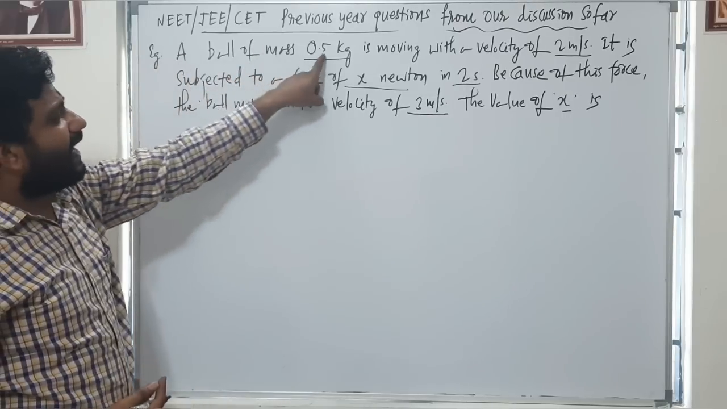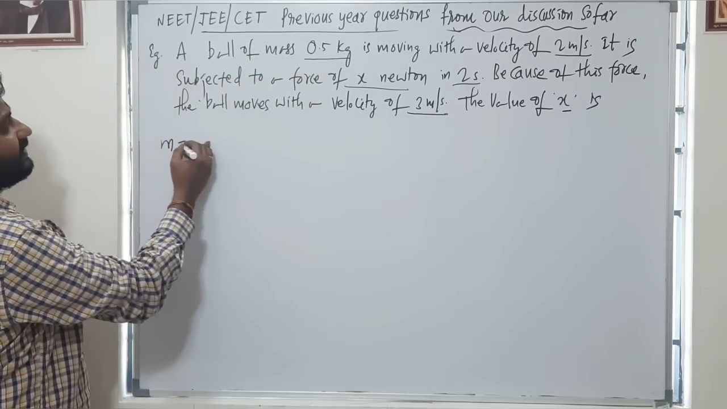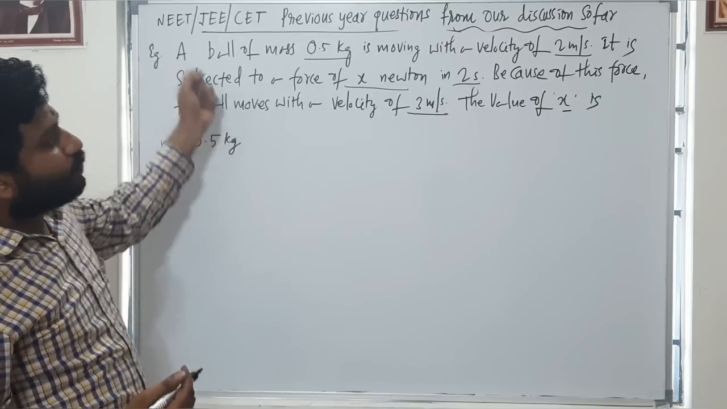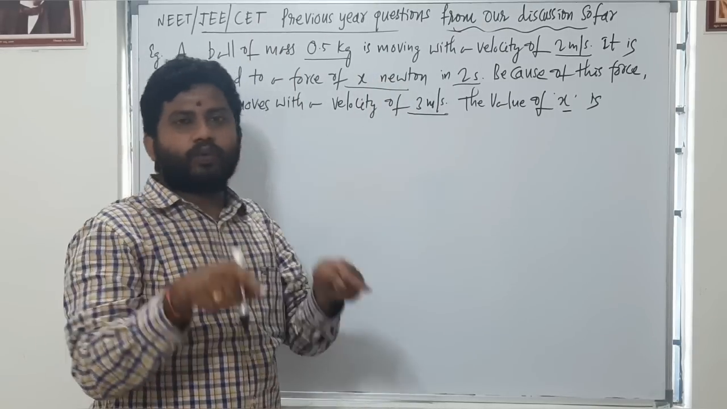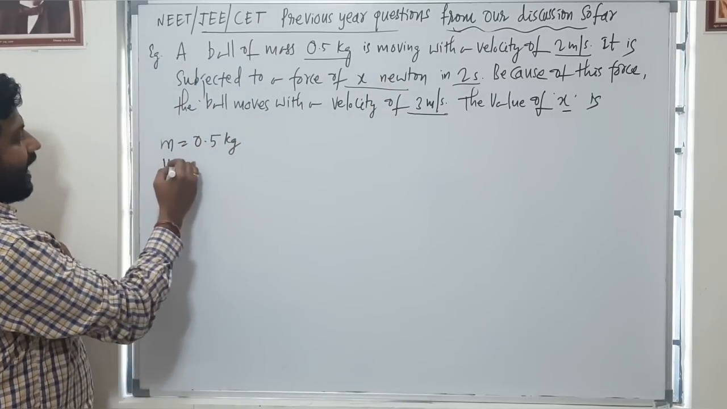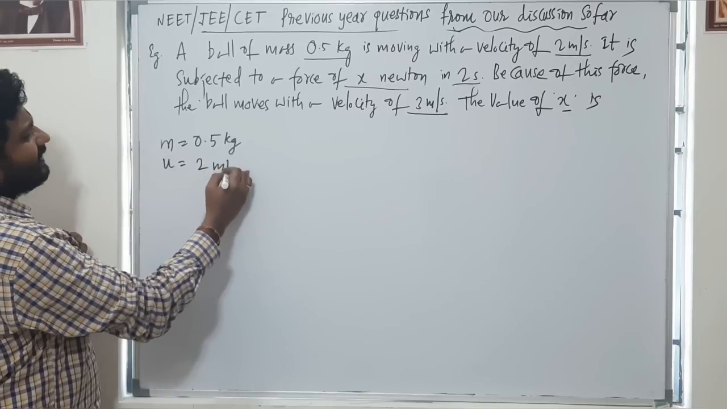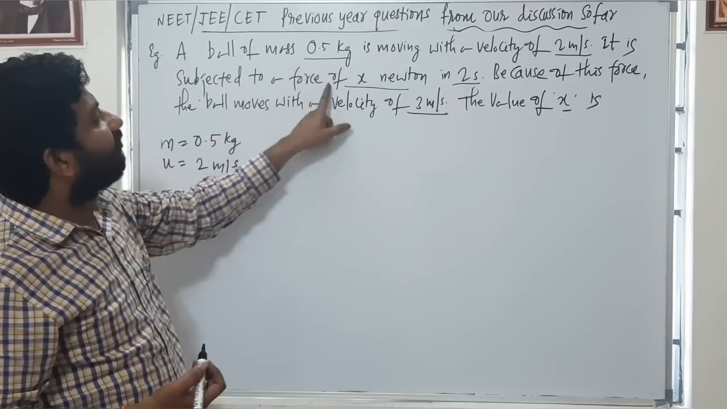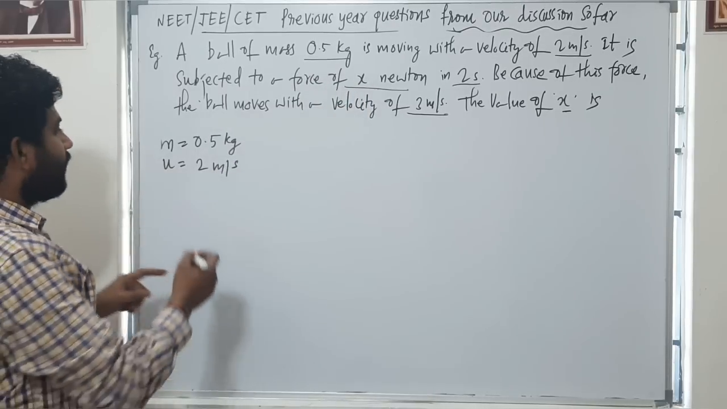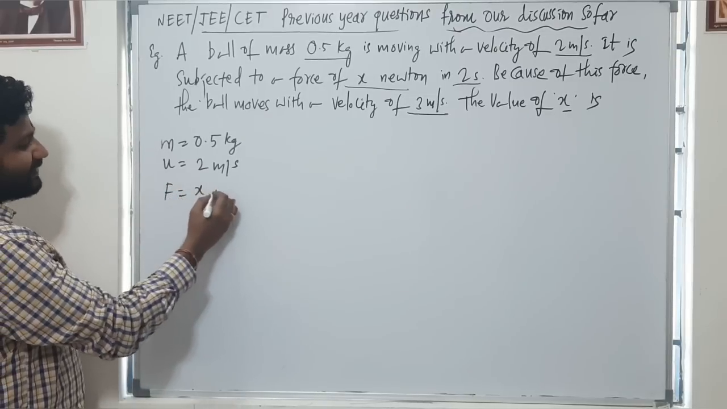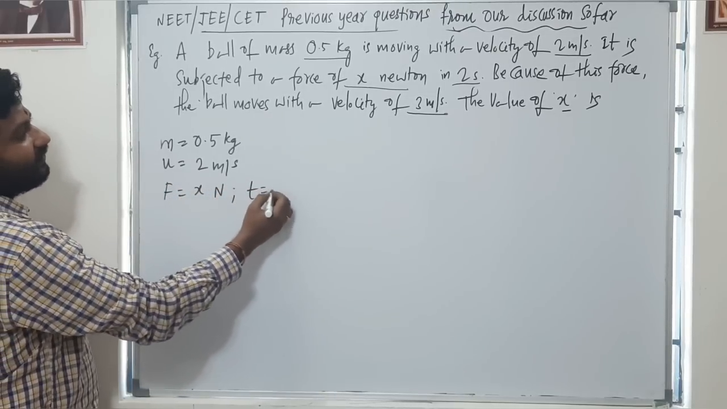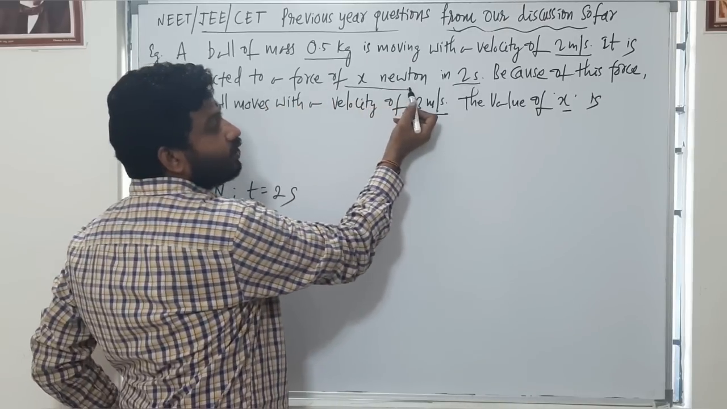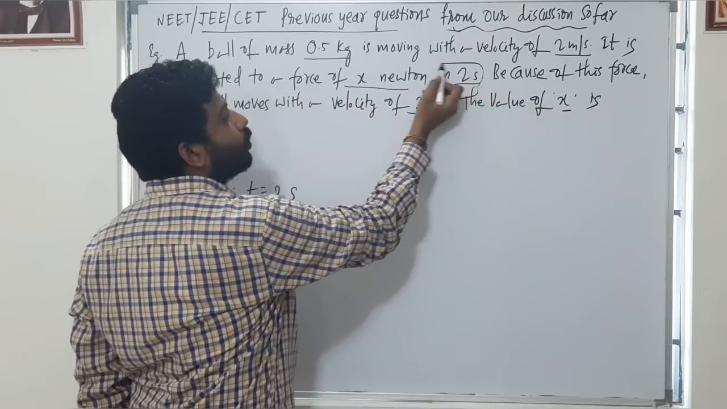A ball of mass m. What is the mass given? 0.5 kilogram. It is moving with a velocity, already moving with a velocity of 2 meters per second. I can see that is the initial velocity, 2 meters per second. It is subjected to a force of x Newton. So the force value is x Newton and the time is given as 2 seconds. Listen, a force of x Newton acting on a body for 2 seconds.